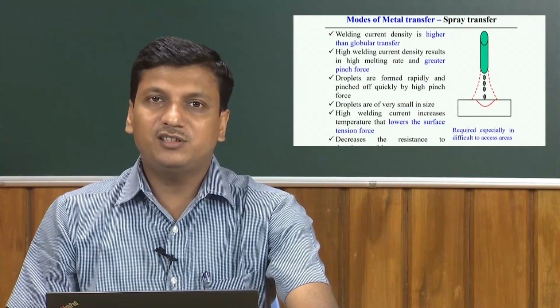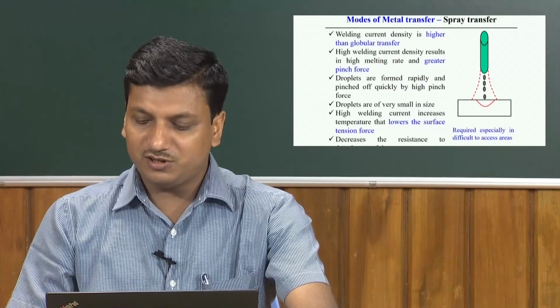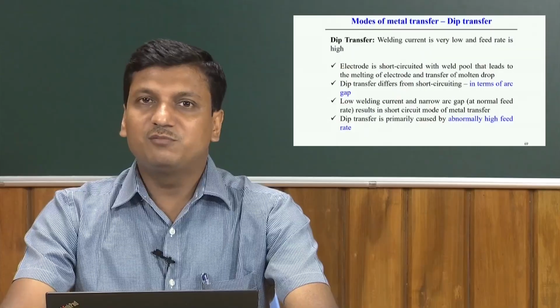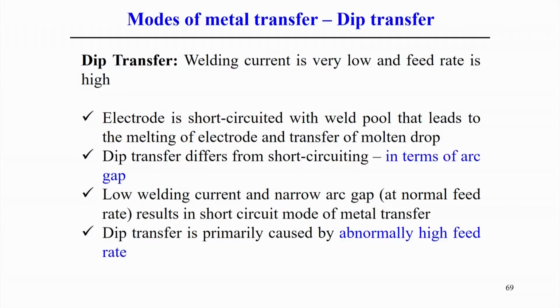So, apart from all these three types of droplet transfer, there is another mode of metal transfer we generally observe in the welding process, that is called the dip transfer. Dip transfer is almost similar to the short circuit metal transfer. Here also the welding current is very low and feed rate is very high. Here also the electrode is short circuited with the weld pool, and that leads to the melting of the electrode and transfer of the molten drop.